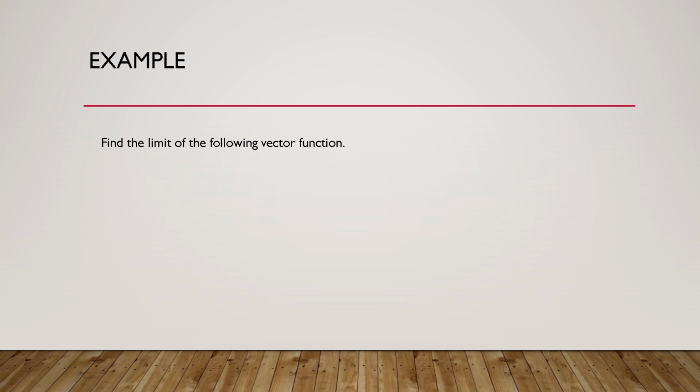For example, find the limit of the following vector function: the limit as t approaches pi over 4 of sine t i minus cosine t j. This can be solved with simple substitution. Sine of pi over 4 equals the square root of 2 over 2, and cosine of pi over 4 equals the square root of 2 over 2. So the limit equals the square root of 2 over 2 i minus the square root of 2 over 2 j.